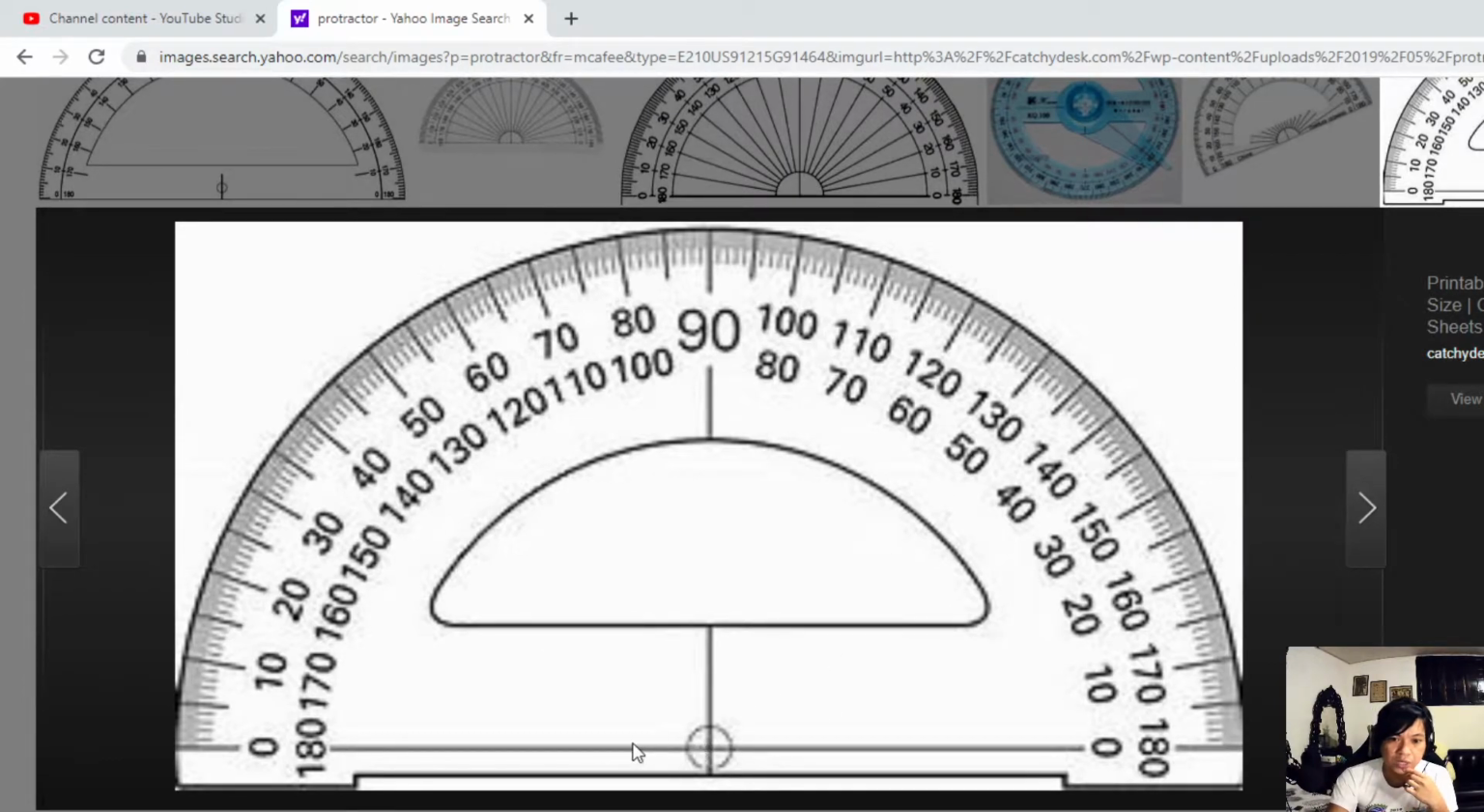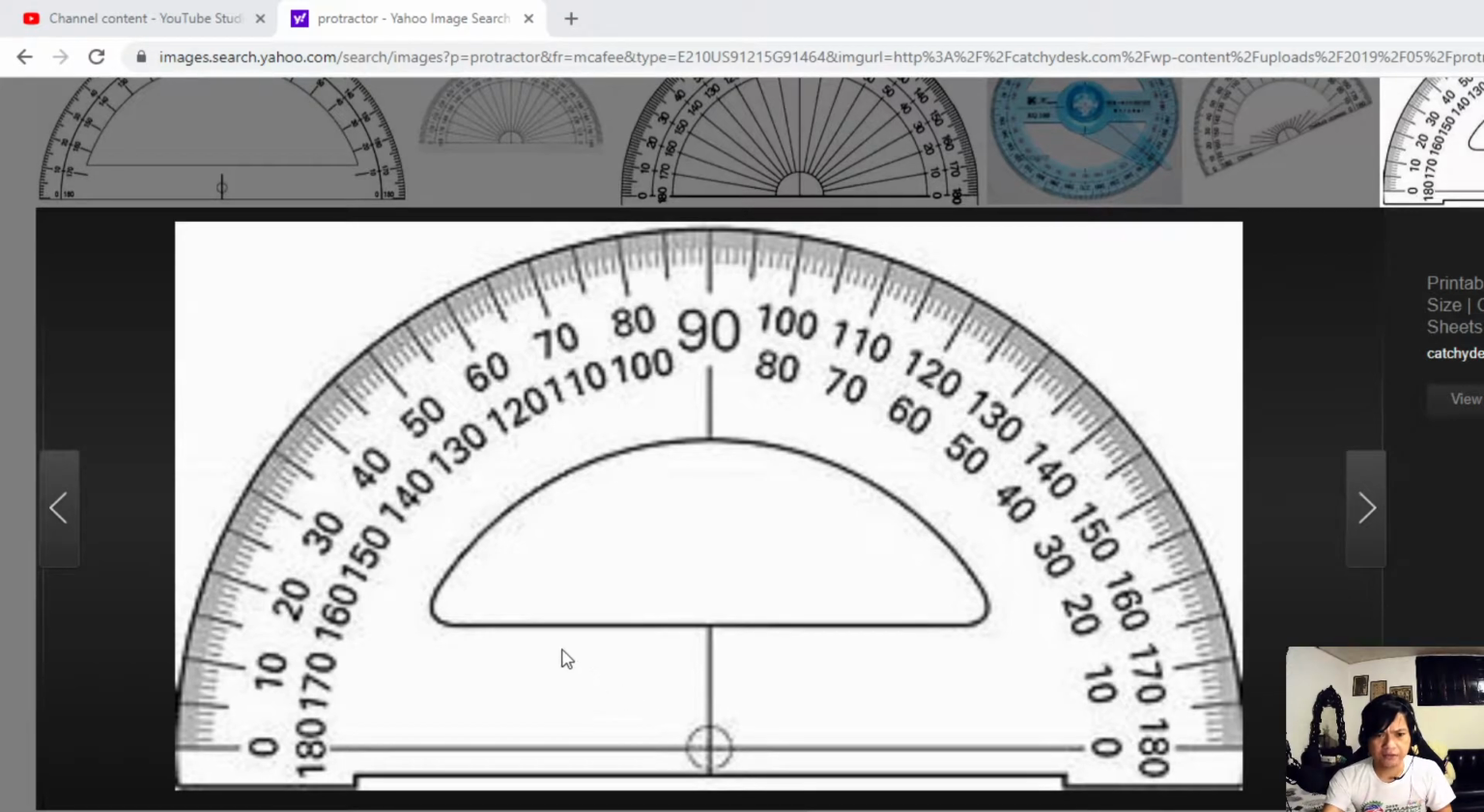So, kung dito yung initial point, ito yung first ray na ginamit nyo, ang gagamitin nyo na set of numbers, itong sa taas. Pag dito naman kayo nag-start, dito sa left, ang gagamitin nyo itong nasa baba na numbers. So, ganun lang kadali gamitin yung protractor natin.